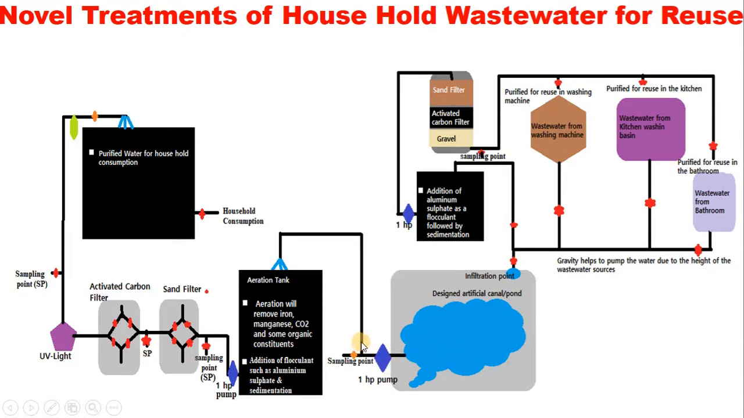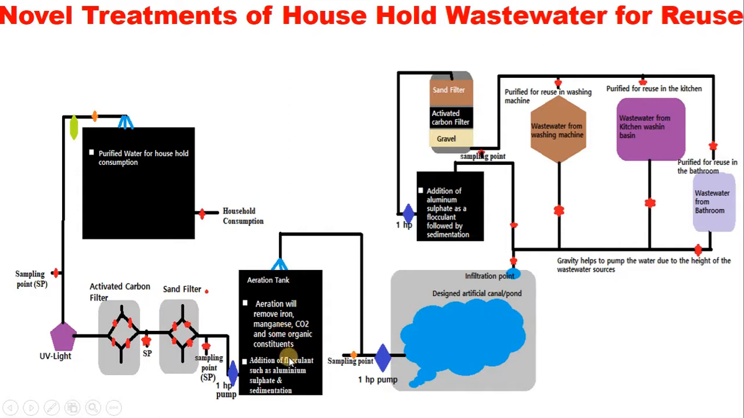Once the water comes into this aeration, the oxygen content in the air will remove dissolved iron and manganese. It will precipitate it. It will remove carbon dioxide. It will remove hydrogen sulfide if they are there as some of the organic constituents.